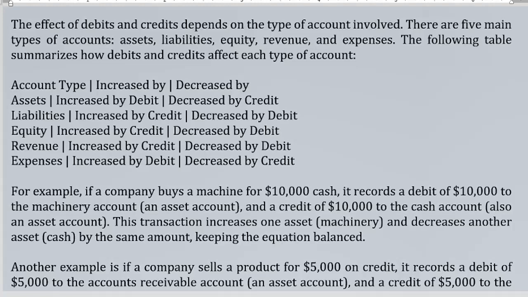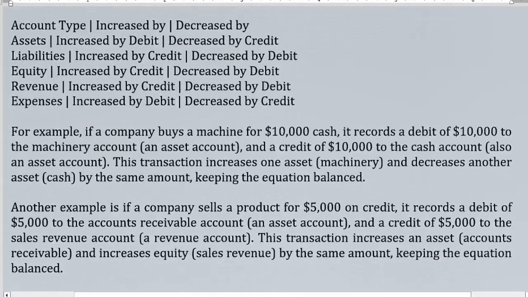For example, if a company buys a machine for $10,000 cash, it records a debit of $10,000 to the machinery account, an asset account, and a credit of $10,000 to the cash account, also an asset account. This transaction increases one asset, machinery, and decreases another asset, cash, by the same amount, keeping the equation balanced.